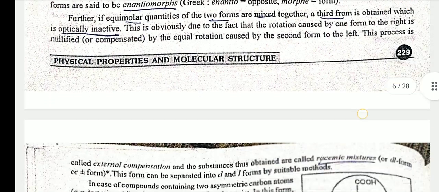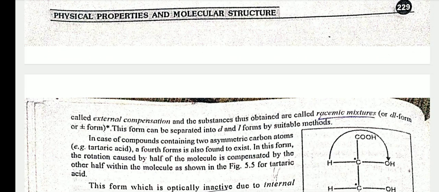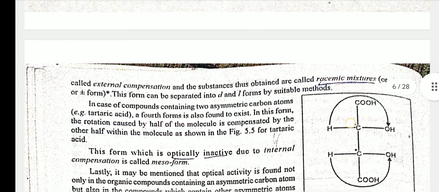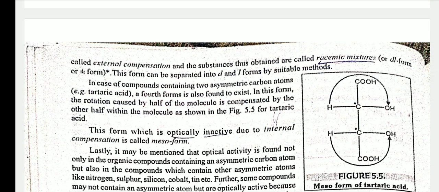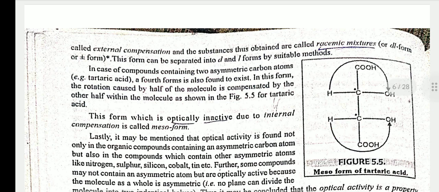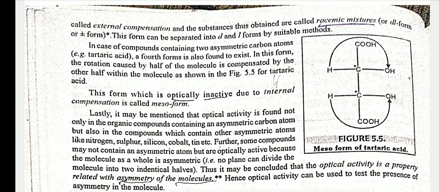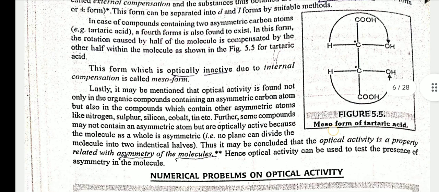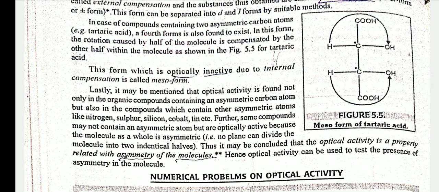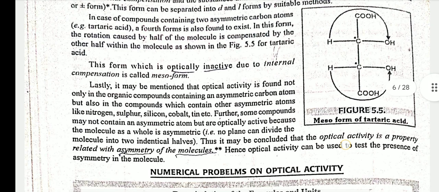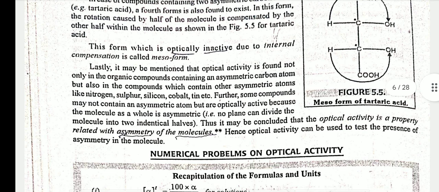This process is called external compensation, and the substance thus obtained is called a racemic mixture or DL form or plus-minus form. This form can be separated into D and L forms by suitable methods. In the case of compounds containing two asymmetric carbon atoms, for example tartaric acid, a fourth form is also found to exist. In this form, the rotation caused by half of the molecule is compensated by the other half within the molecule. For tartaric acid, this form, which is optically inactive due to internal compensation, is called the meso form.